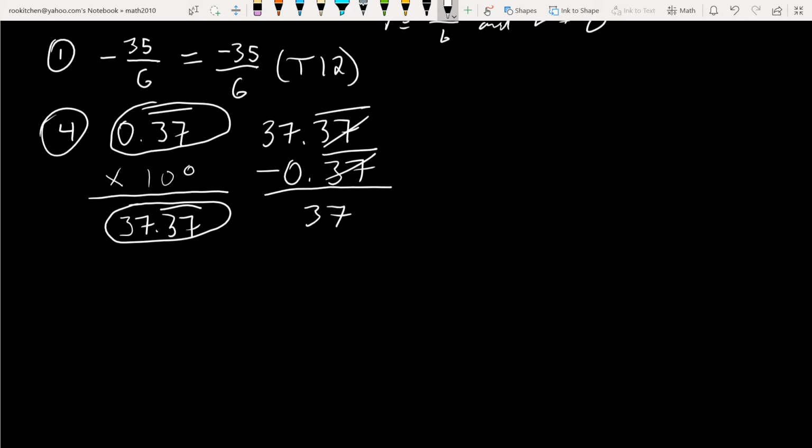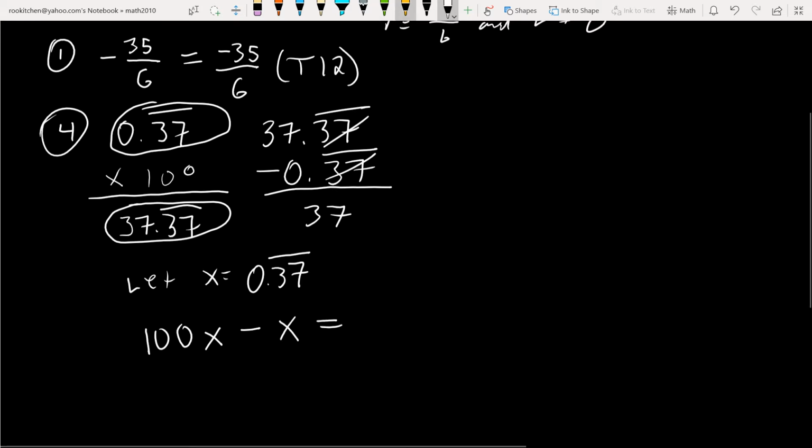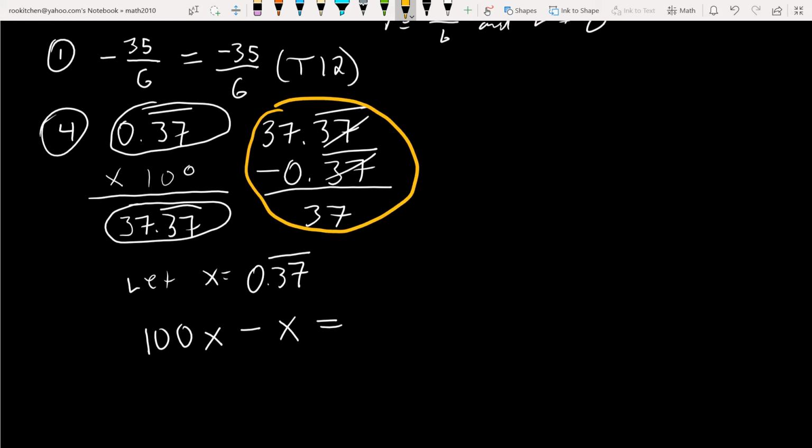Okay. So why would I even care about doing that? What does that tell me? You could set it up like an equation. You could say, all right, let's let x equal 0.37 repeating. And then consider what happens when you multiply 100 times x and subtract away plain old x, right? Well, that's just the computation that we did over here. Okay, this thing right here should be equal to 37.